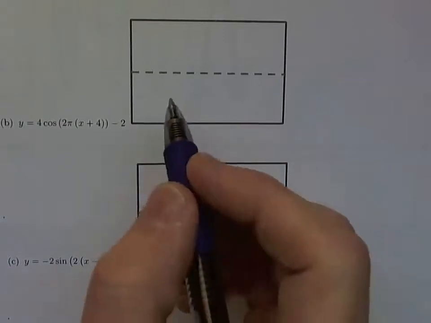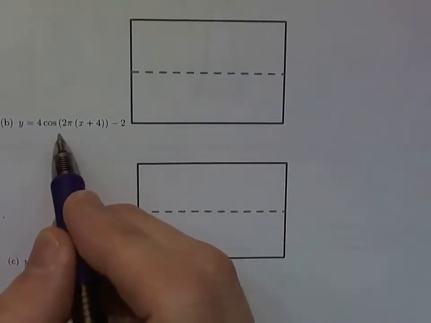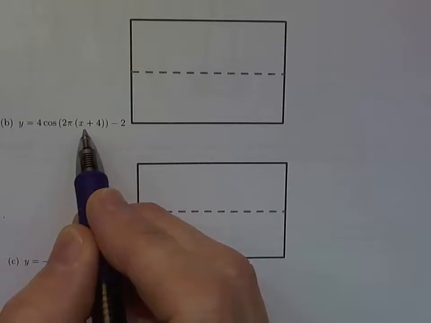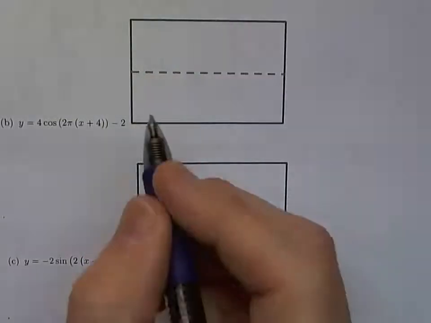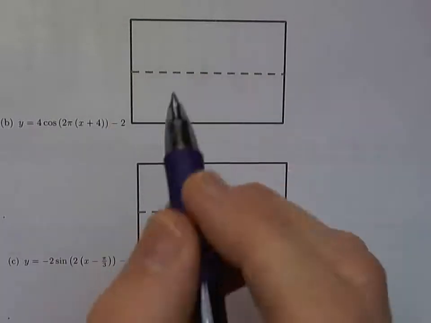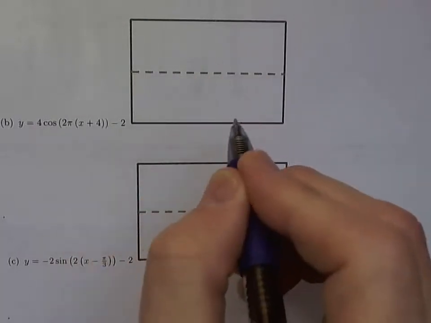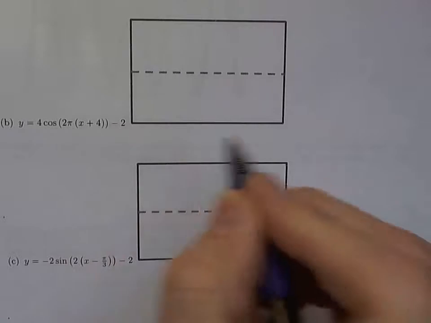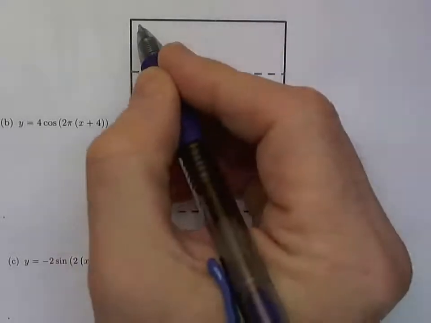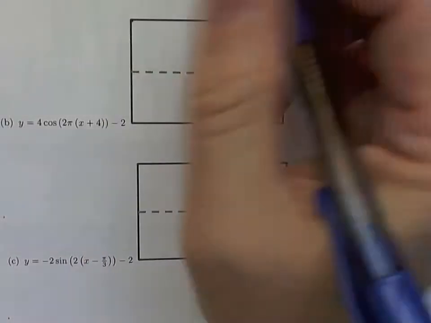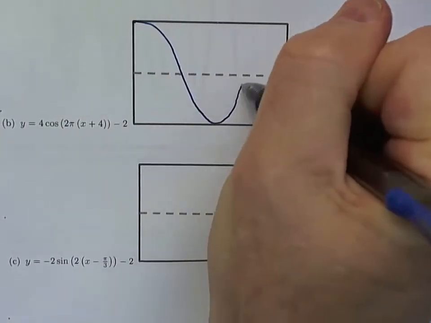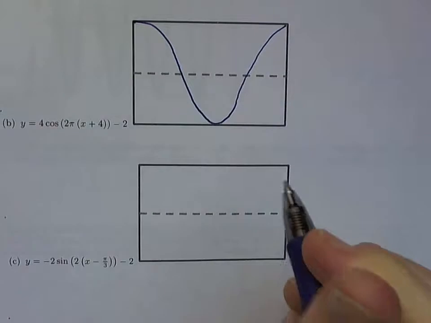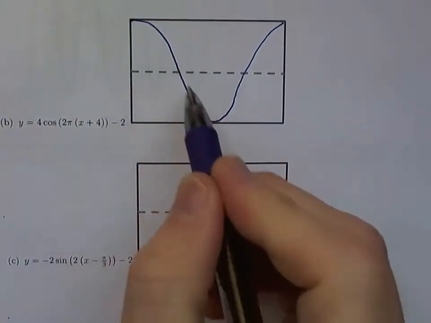Okay, so let's take a look at this one: 4 cosine(2 pi x minus 4) minus 2. First thing I want to do, I draw a little rectangle here because I want to represent just a typical period of the graph. So remember cosine, let me see if I can get a good sketch. Okay, something like that. Not too bad. So this is a typical cosine.